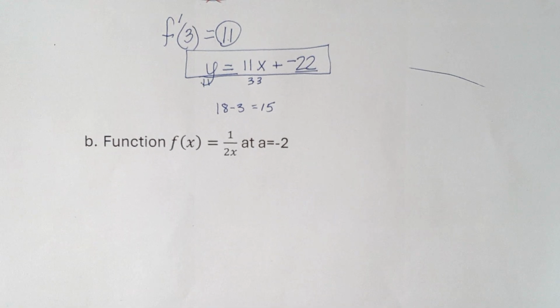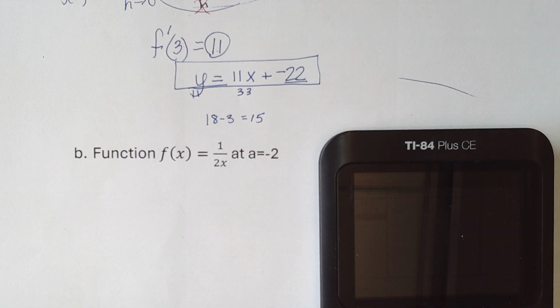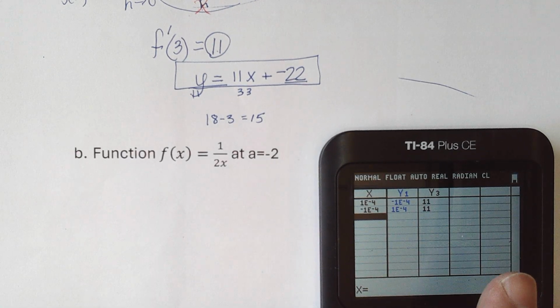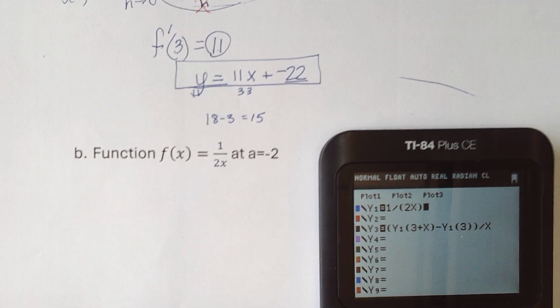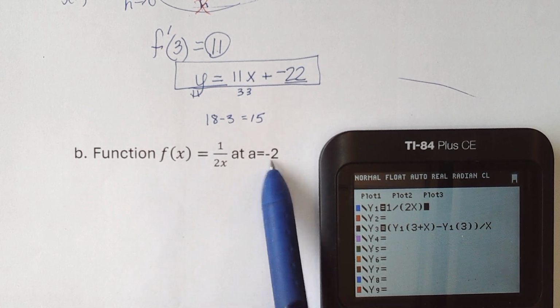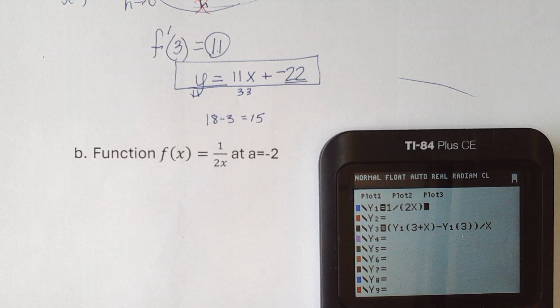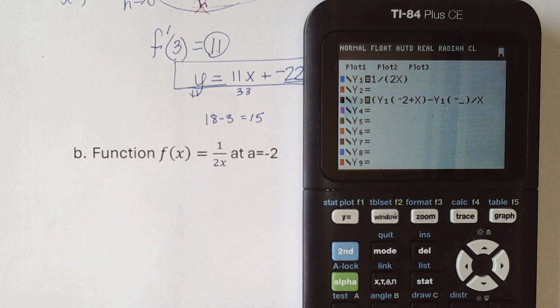Okay, let's do the same thing here. So pretty much everything's going to be the same, except I'm going to change my equation to clear it and put in 1 divided by (2x), close parenthesis. And I want to be at minus 2, not at 3. So I got to come down here and change the 3 to negative 2. And over here I got to make it negative 2.